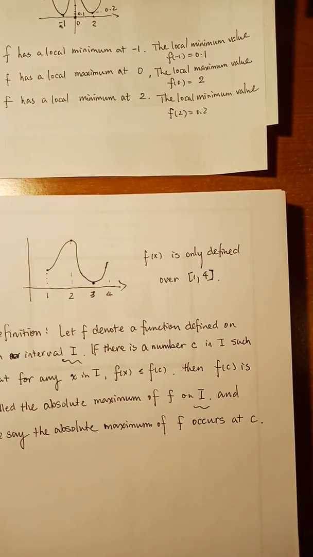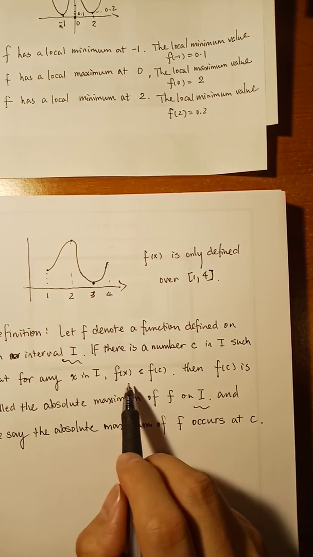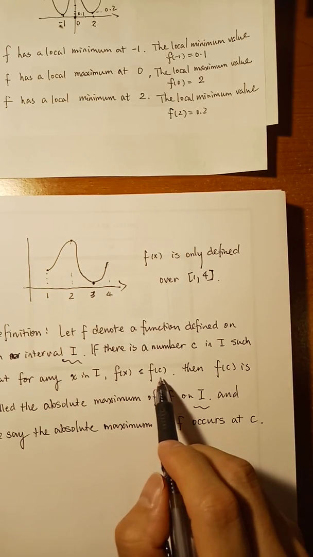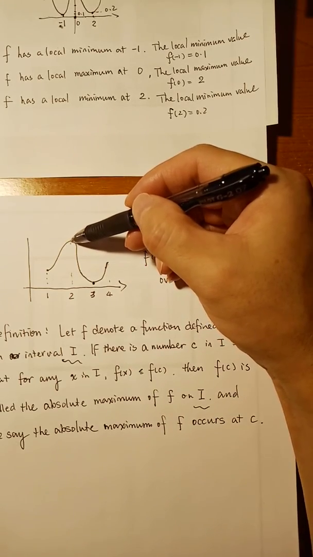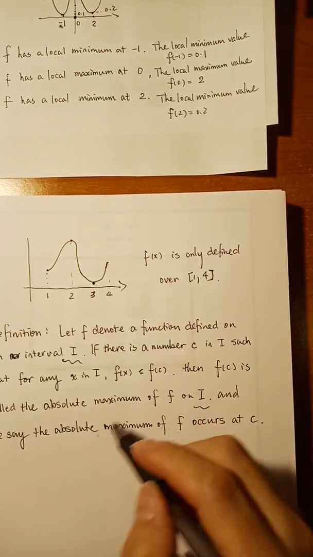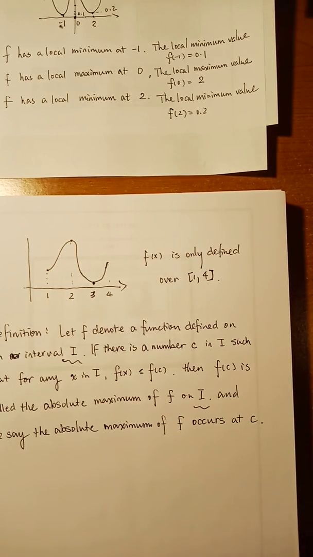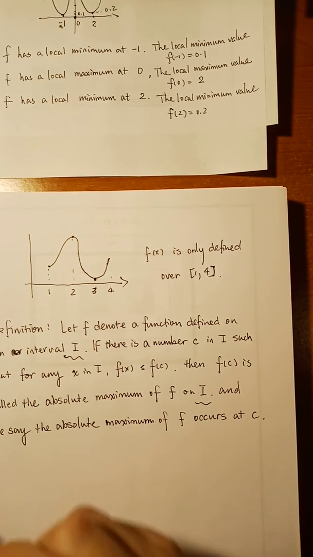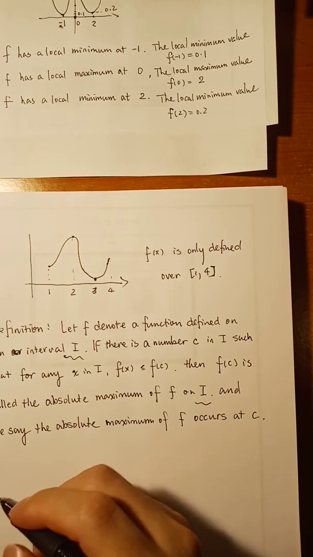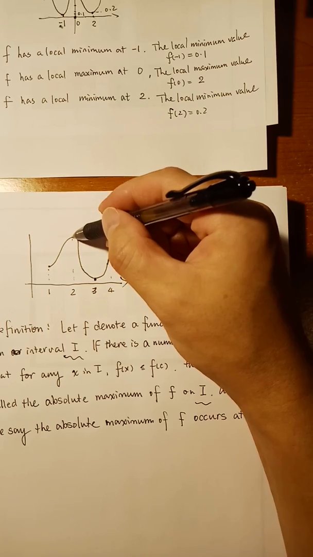Okay, so for every point on the domain, f(x) is less than or equal to f(c). It's absolutely the highest point. Then it's called absolute maximum. Okay, it's not just in its neighborhood. It's the highest point over the whole defined domain. And this is the definition for the highest point.